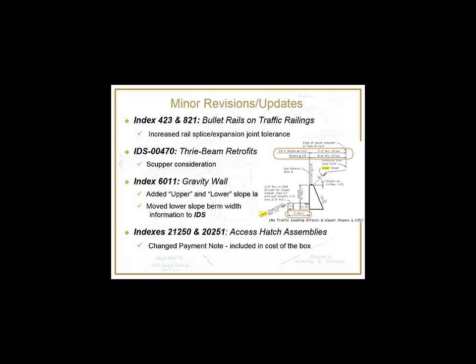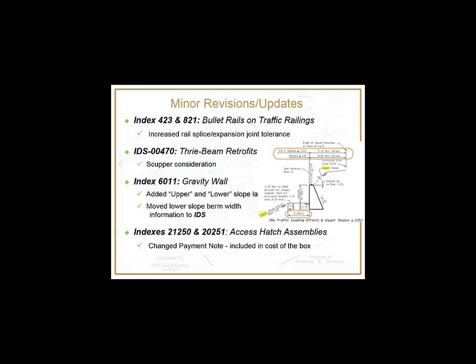The retrofit instructions, we added some language in there for designers to consider scuppers where they might conflict with anchor bolts, so something you need to be aware of. The gravity wall index, we removed some of the design criteria that's circled there above the wall and below the wall. This is really information that the contractor doesn't need unless he's redesigning the project, so that's something the designer considers in laying out the project. That information will actually be already on the cross sections.